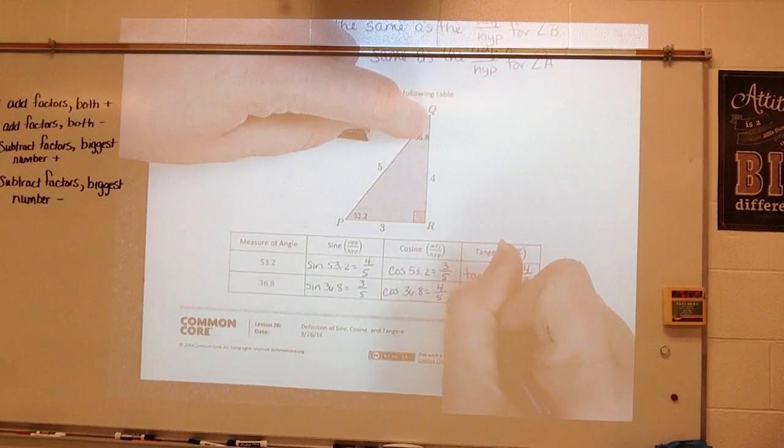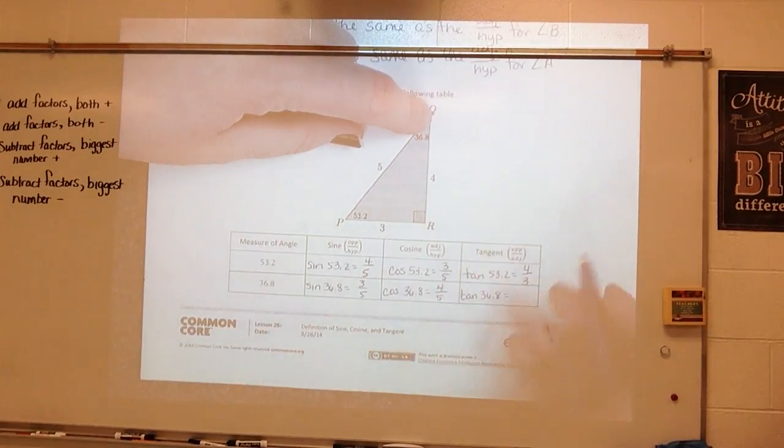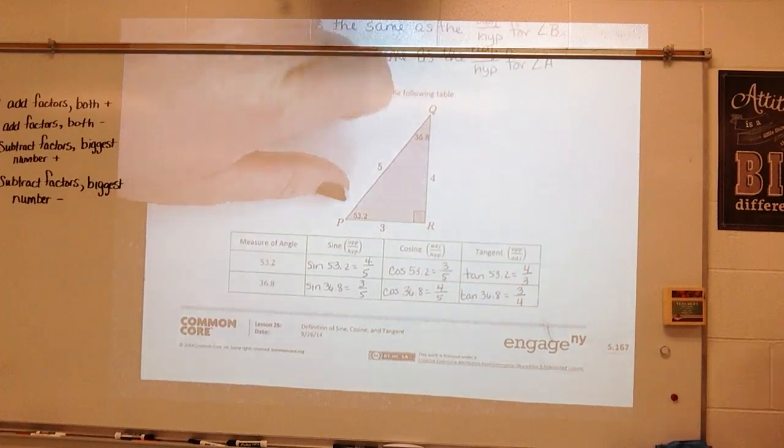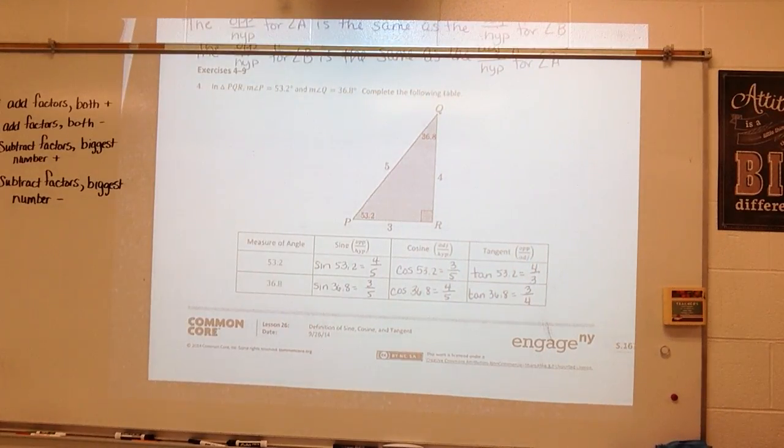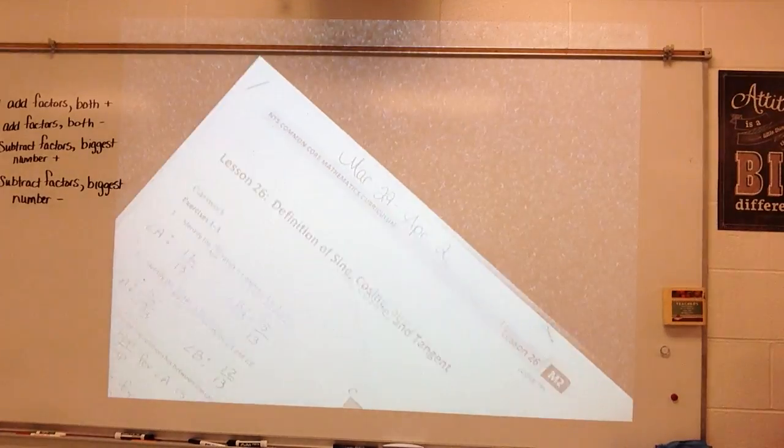And then our tangent of 36.8. All right, our tangent is opposite, which is 3, over our adjacent, which is 4. All right. Not extremely difficult. The main thing is making sure you remember what sine, cosine, and tangent mean.